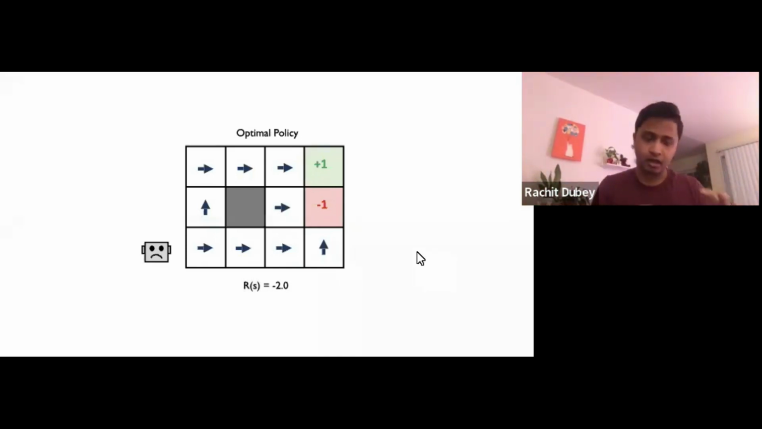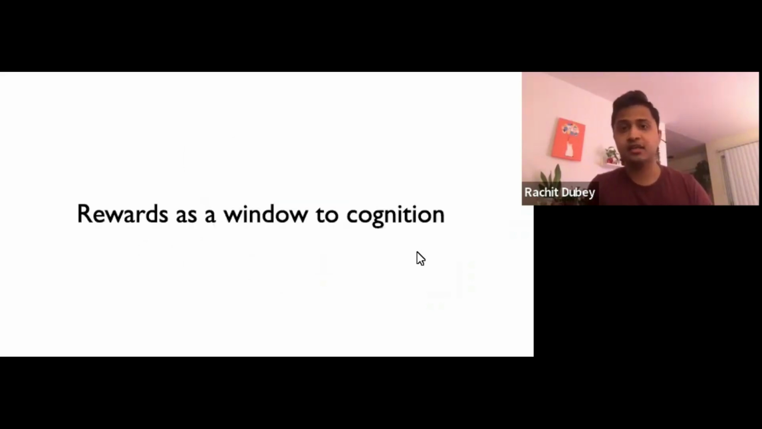Now, for AI researchers, this is a very nice demonstration about the importance of optimal reward design, such that you can build robots to pursue desirable behavior. As a cognitive scientist, I find this very simple example to be quite profound and deep, because it's a very nice demonstration of how rewards can serve as a window to cognition. Now, this point regarding understanding our rewards to understand cognition lies at the heart of my research.